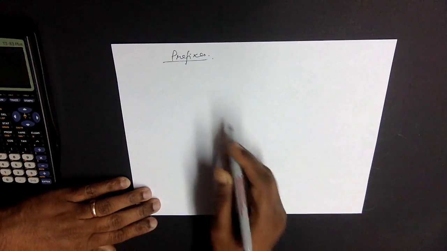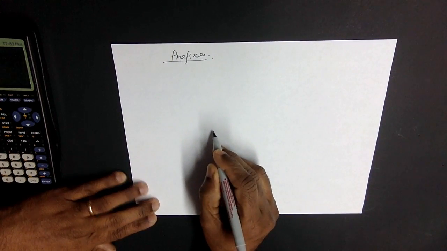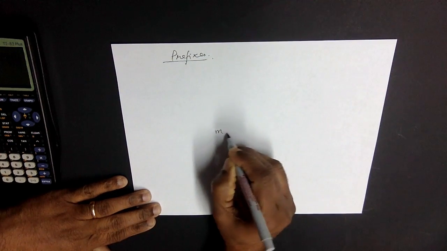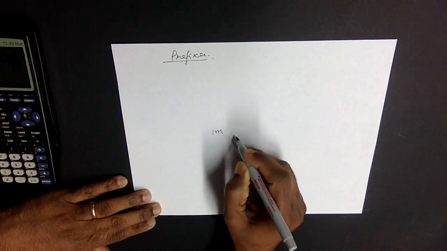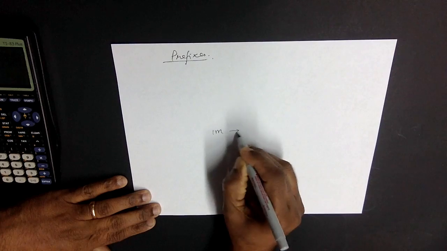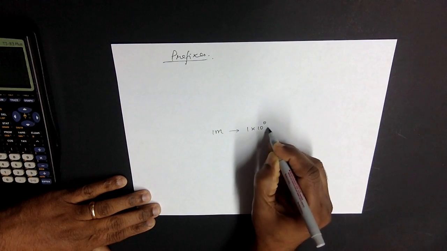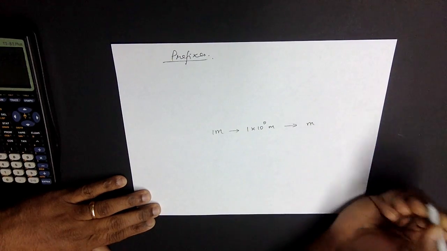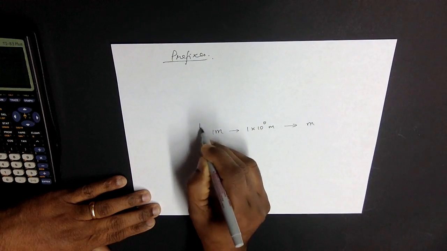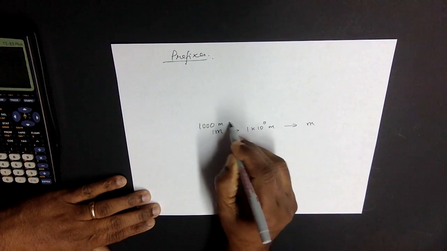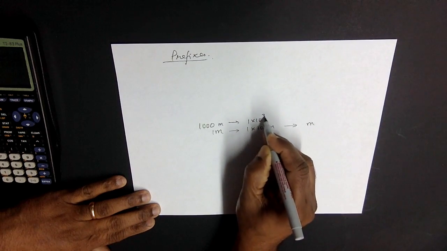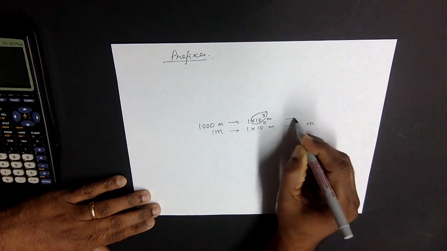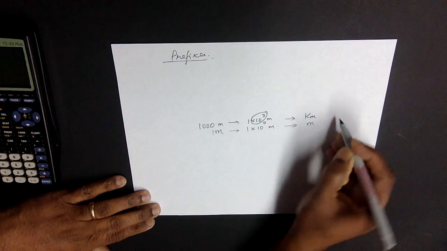To start with, take the simplest thing, for example, 1 meter. How do you express the meter in scientific notation? I'll express it as 1 times 10 to the power of 0 meters. When you have 10 to the power of 0, we just call it meter. No change. Whereas 1000 meters is 1 times 10 to the power of 3 meters. This times 10 to the power of 3, we replace with the letter k. So we call it kilometer.